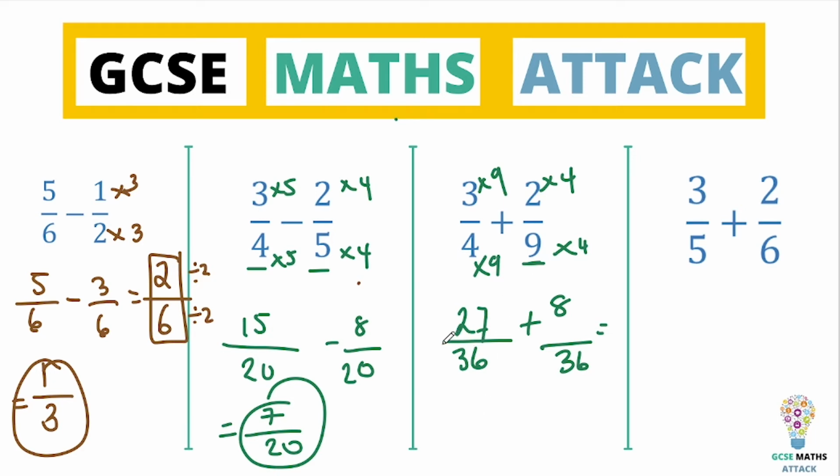So if I was going to plus 10, that would give me 37. And if I subtract 2, that's going to give me 35. So it'll be 35 over 36. Can I simplify that? No, I can't. So I'll leave it like that.